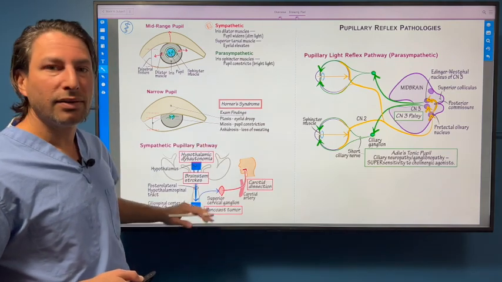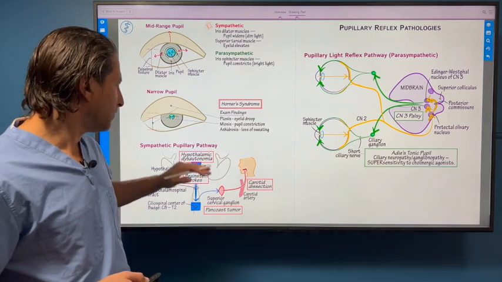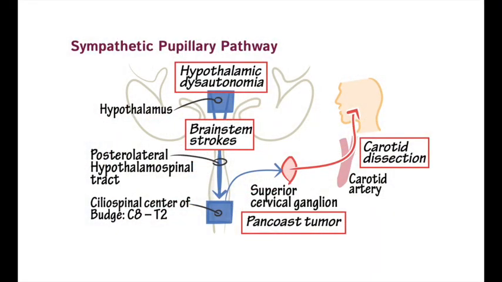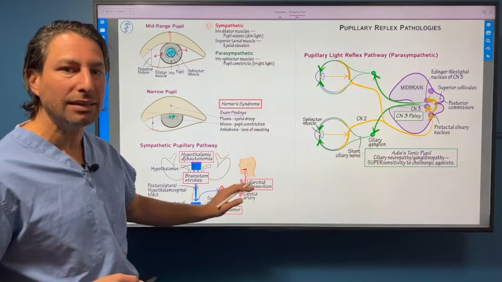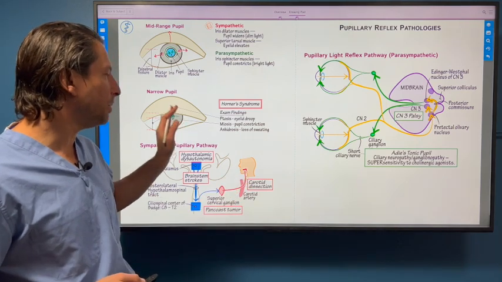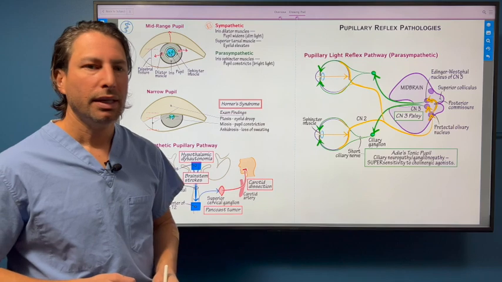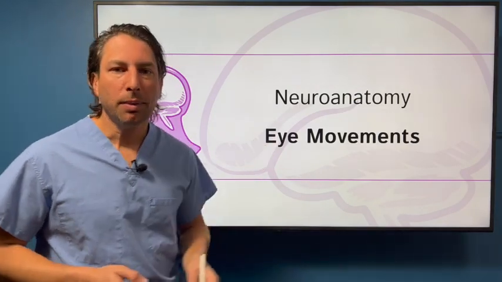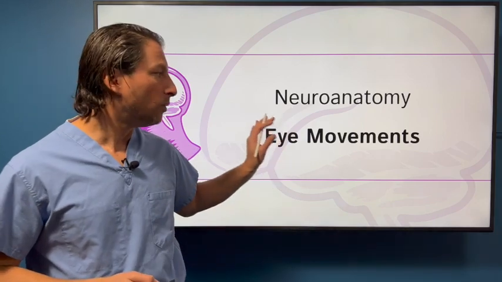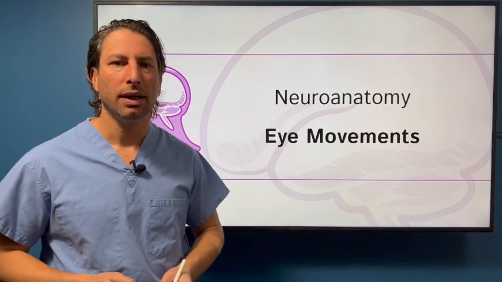There's a variety of different places that this can occur, from the hypothalamus to the brainstem to the superior cervical ganglion as a Pancoast tumor. Carotid dissection can cause denervation of these sympathetic fibers as well. All of this causing pupillary constriction. So that's a quick trip through neuroanatomy of eye movements, obviously really core to the neurological exam.